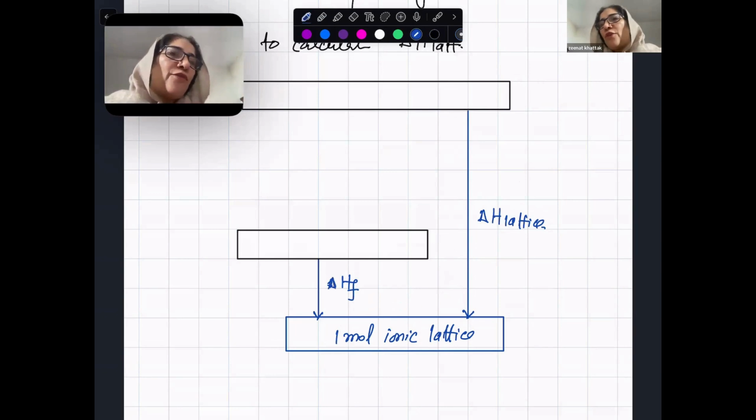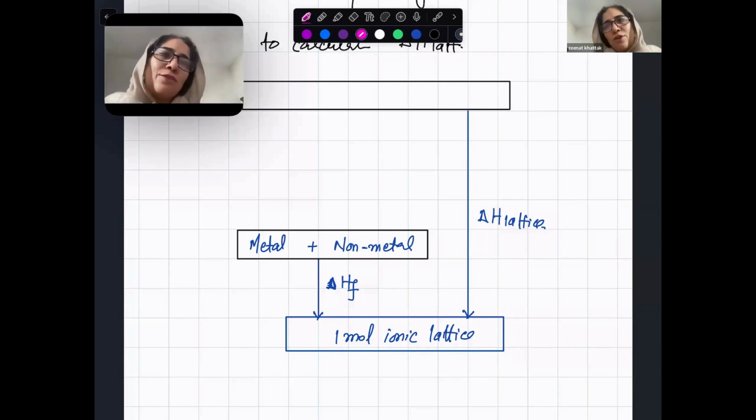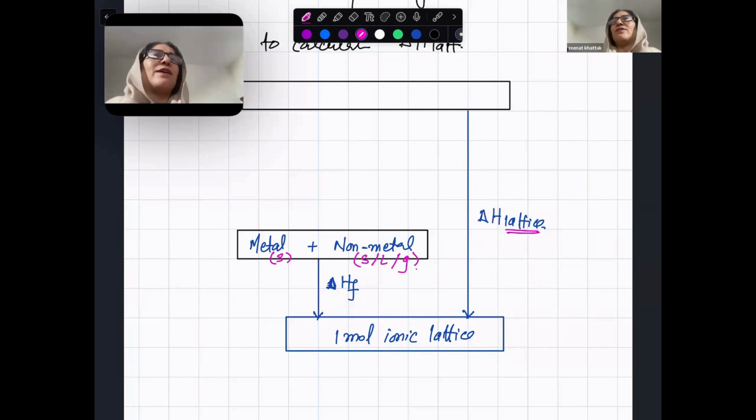Look, the formation of ionic lattice from its elements, which is most of the time metal and non-metal. The metal is always solid, but the non-metal could be solid, could be liquid, could be gas. Right? Now, delta H lattice, it is from what? 1 mole of ionic lattice from its gaseous ions, from cation and anion.